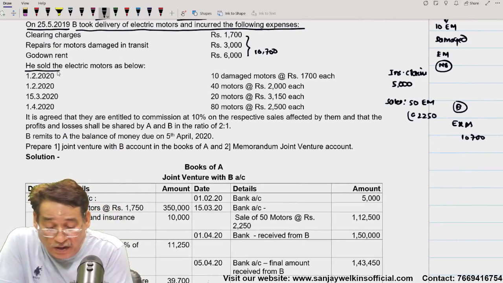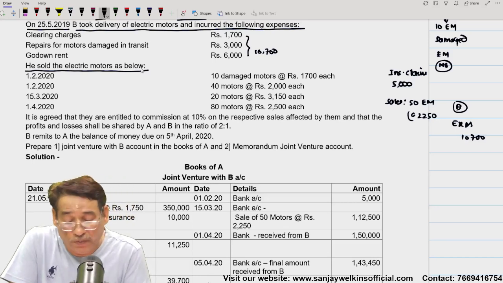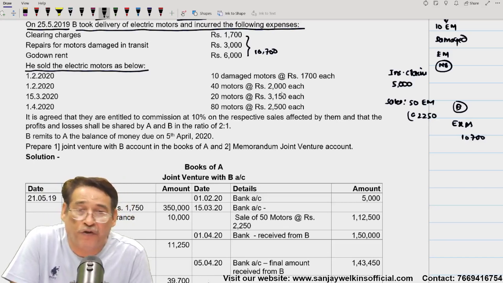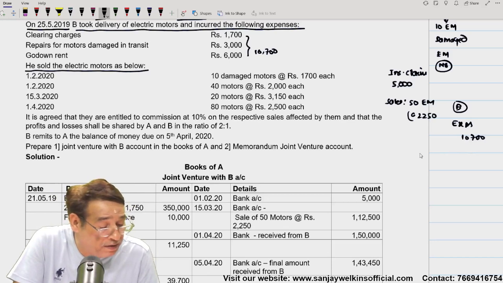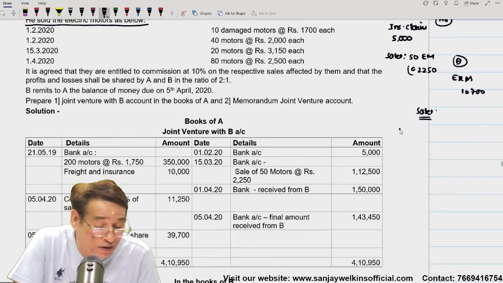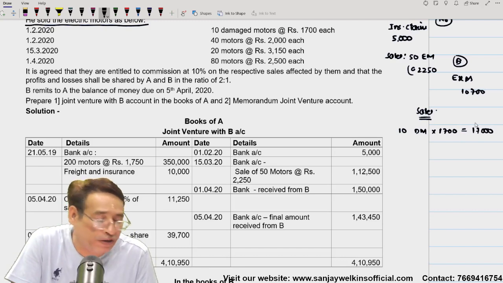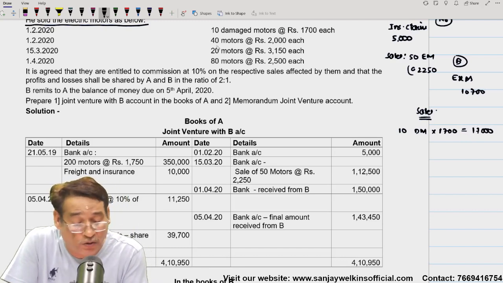Further, it is given he sold the electric motors as follows. As far as sales of Mr. B is concerned, it is given that he sold 10 damaged motors. 10 damaged motors were sold at the rate of 1,700 each. So even damaged motors were sold. If damaged motors have been sold, that means we are going to receive something. We are going to take that into account.